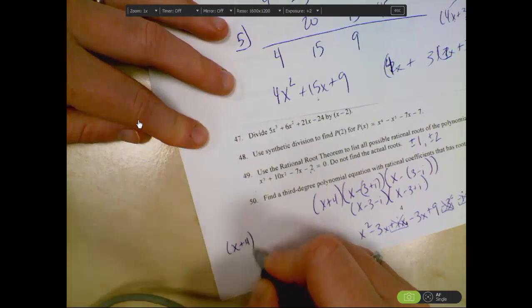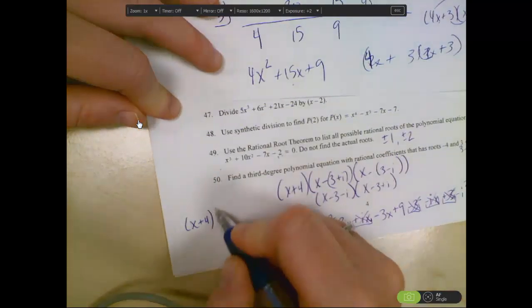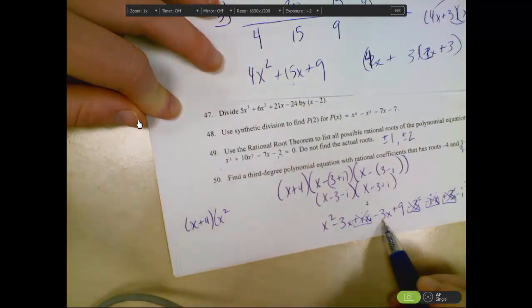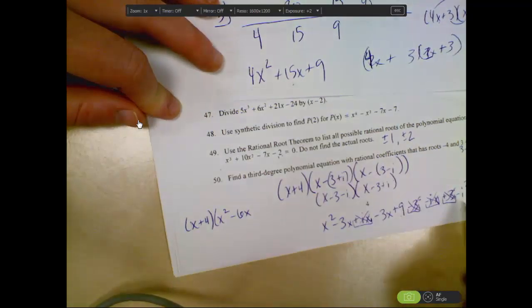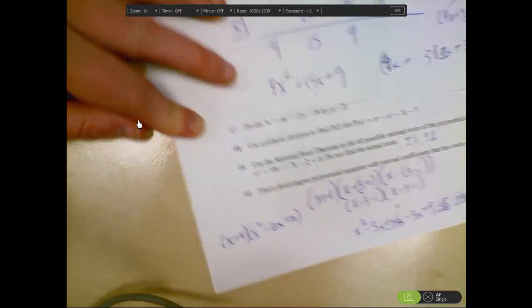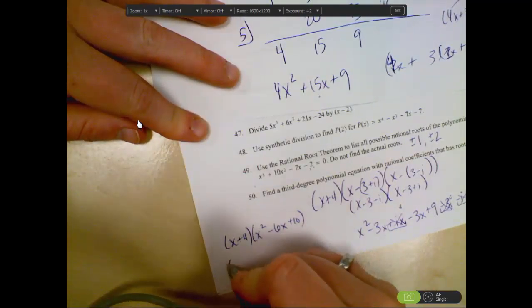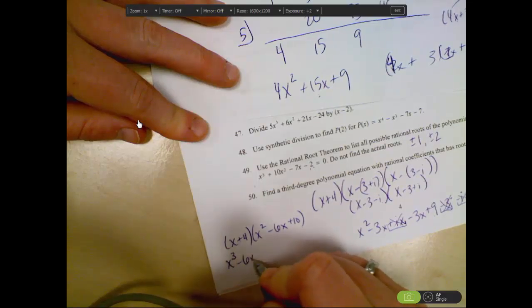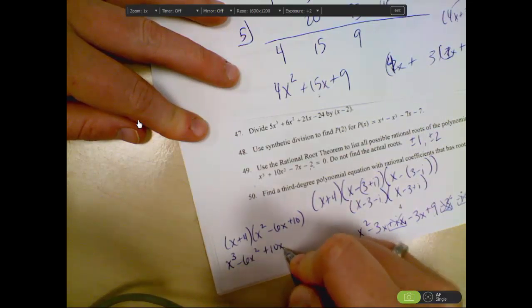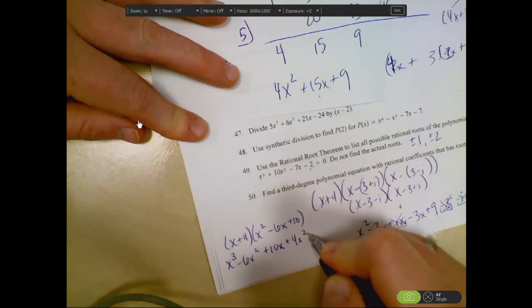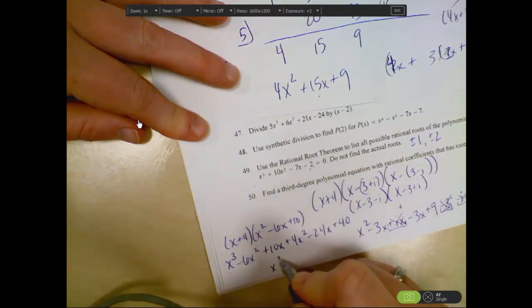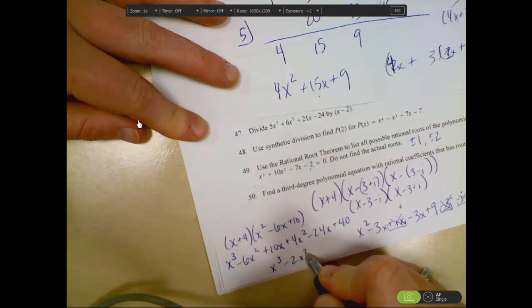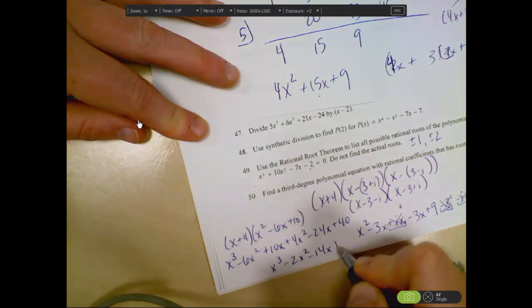x plus 4 times x squared. I have a negative 3x and a negative 3x, negative 6x. I have a 9 and a negative i squared, which is plus 1. So plus 10. So now I need to FOIL. x cubed minus 6x squared plus 10x plus 4x squared minus 24x plus 40. Combine like terms. x cubed minus 2x squared minus 14x plus 40.